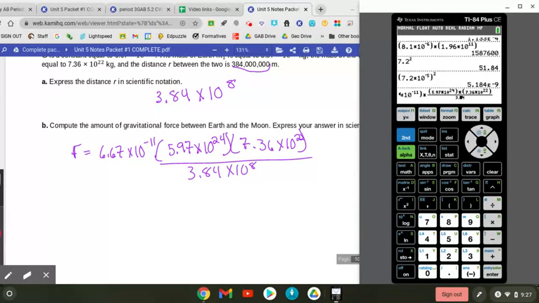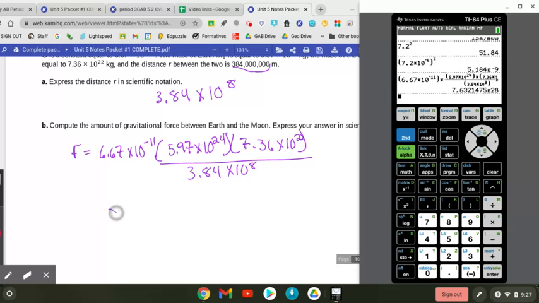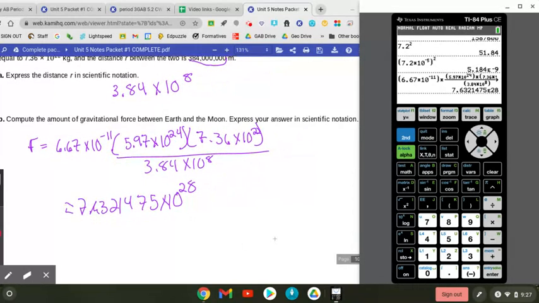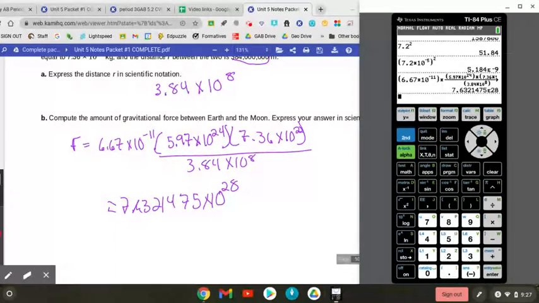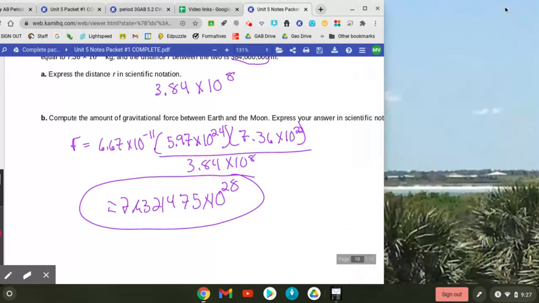3.84. Oops, I should put this in parentheses. Second insert parentheses. 3.84 times 10 to the 8th. Enter. And so the force is 7.6321475 times 10 to the 28th, sorry. And I can't see the whole question. Special answer in scientific notation. So there is my answer. If you have any questions on any of this, please let me know in class tomorrow.